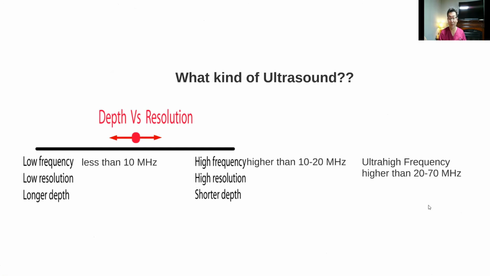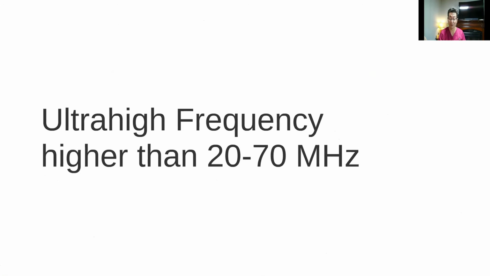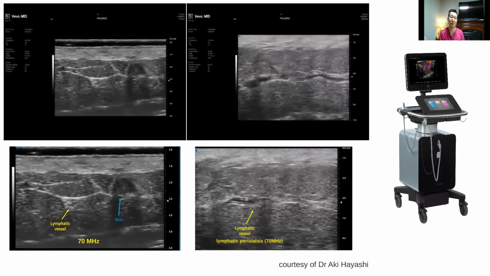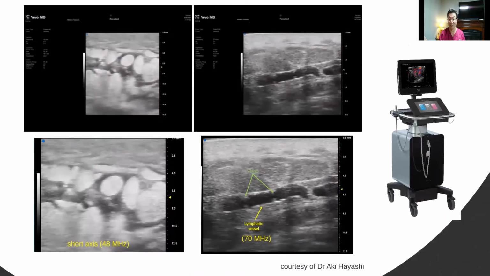So what about using a more ultra-high frequency ultrasound, such as 20 to 70 megahertz? Again, even though the depth could be a little shallow, it just gives you an incredible image. This is an ultra-high frequency ultrasound, and this picture was actually donated by Dr. Aki Hayashi, my good friend from Japan. You could see a linear pattern, beautifully showing the lumen, which is evidence of functioning. At the same time, you're able to see the adjacent vein, which makes it very, very easy to map out the functioning lymphatic vessel.